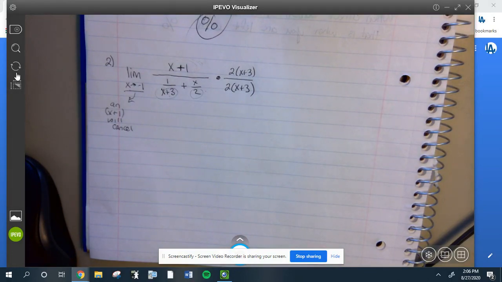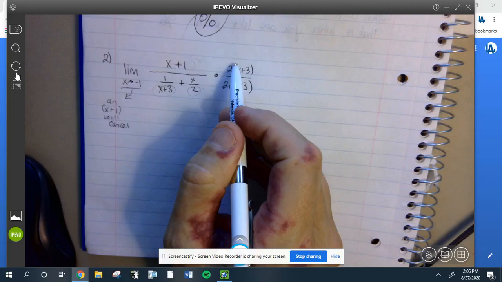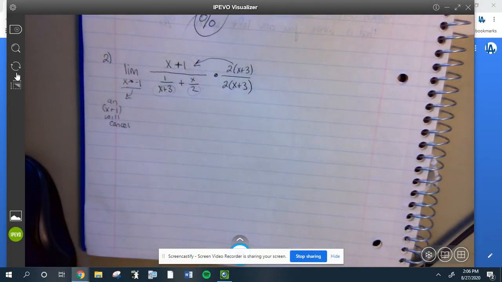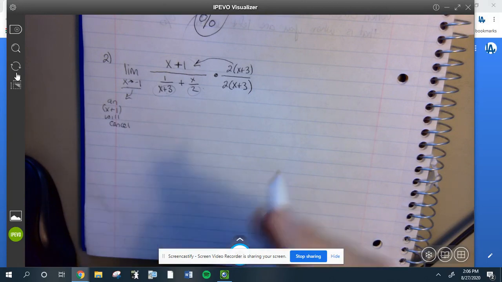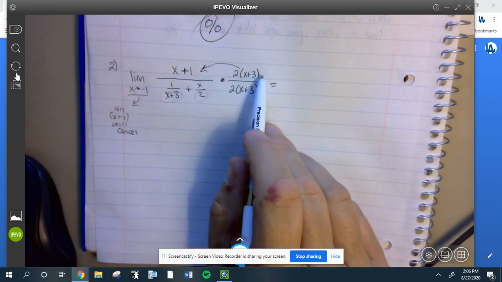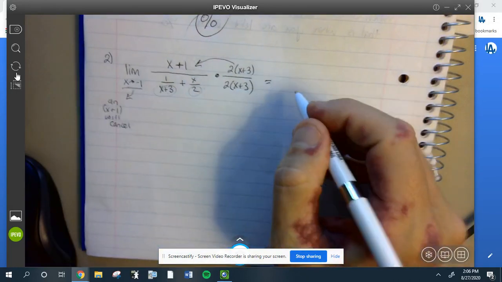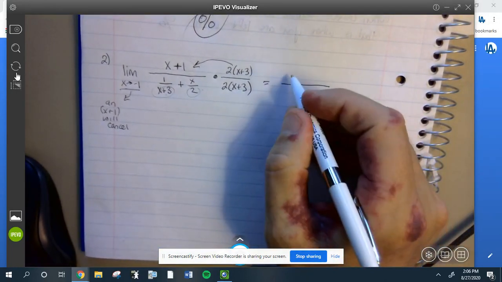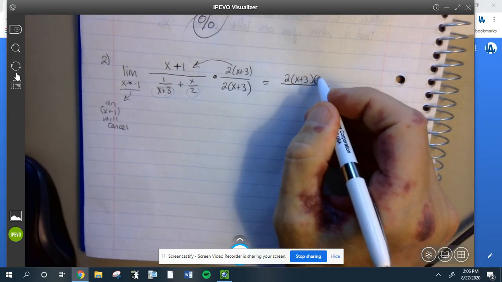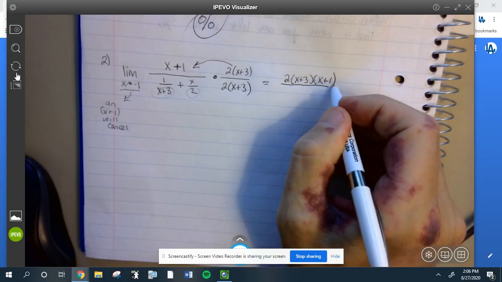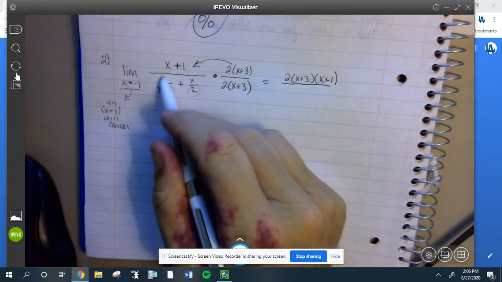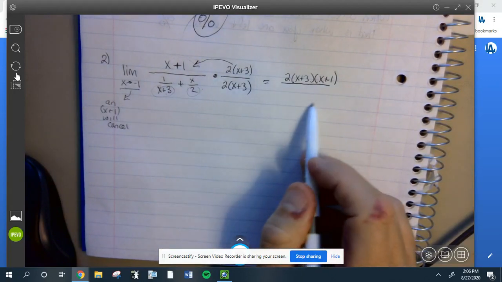So now on the top, you're just multiplying. So no need to distribute, just keep it as x plus 1 times 2 times x plus 3. So it would look like this: 2 times x plus 3 times x plus 1. The bottom, you're distributing this. You can write your answer right here.